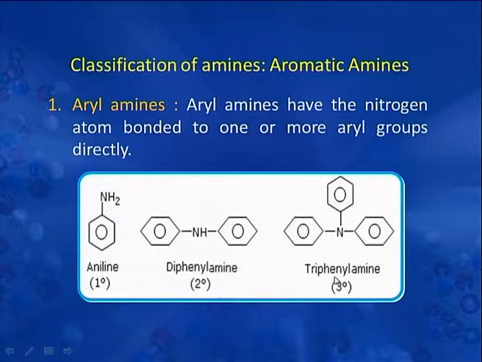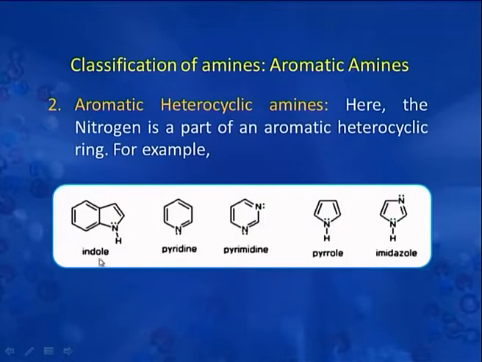That is why the name is triphenylamine. Another class of aromatic amine is aromatic heterocyclic amines. Here the nitrogen is a part of an aromatic heterocyclic ring. For example, in this molecule, this is called indole, this is pyridine, this is pyrimidine, pyrrole and imidazole. All these rings are aromatic in nature and they all have nitrogen as a function.